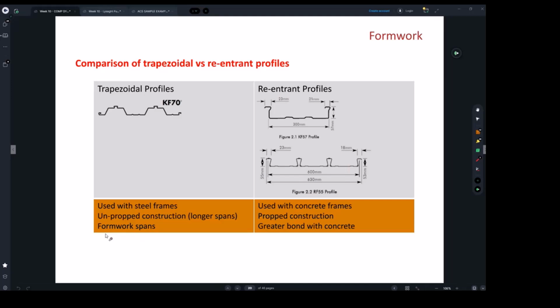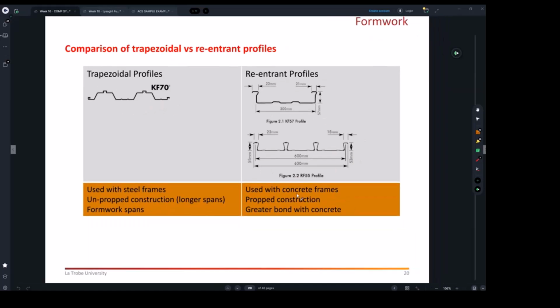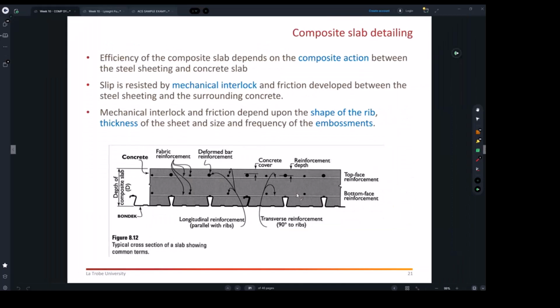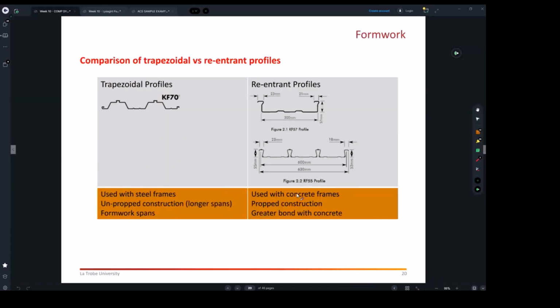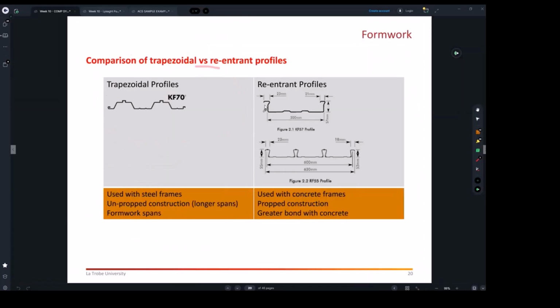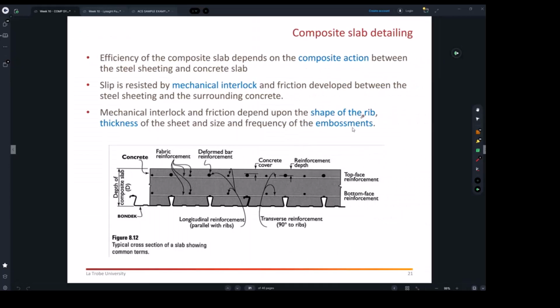Yeah, formwork spans. So basically here it's going to be spanning between a steel beam to steel beam, but here it's going to rely on the bond with the concrete. So just a general comparison between the heavy duty deck and the lightweight deck. That was the table talking.